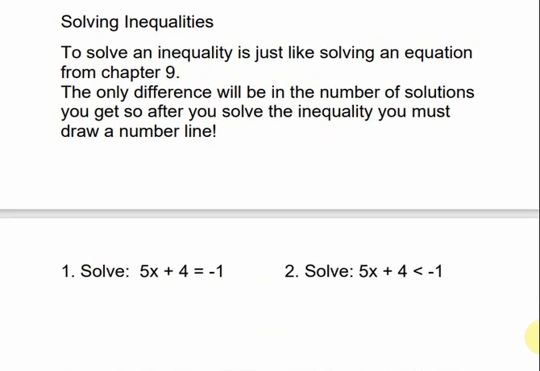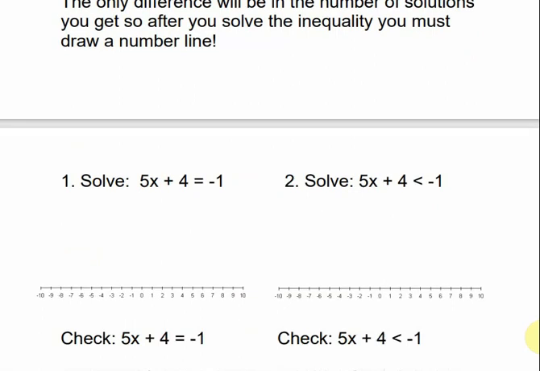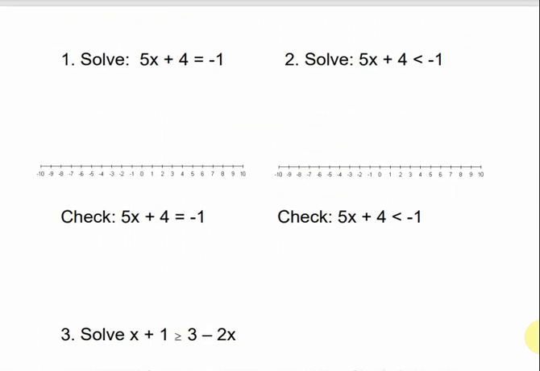Now, inequalities can be solved just like equations, but there's a difference. Let me show you the difference between solving an equation and an inequality. To solve this equation, I want to get x by itself, so the first thing I'm going to do is subtract 4 from both sides, and that gives me 5x equals -5. Divide by 5, so x equals -1. That means on -1, I would put a closed dot because that is my solution. That's the only answer to my equation.